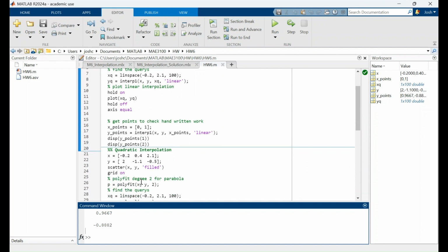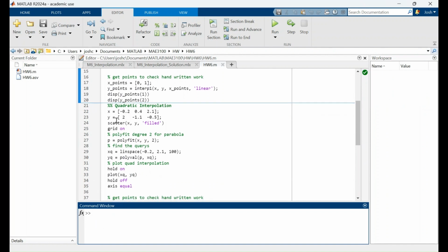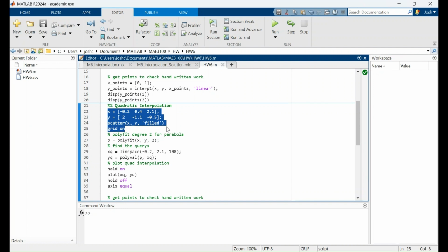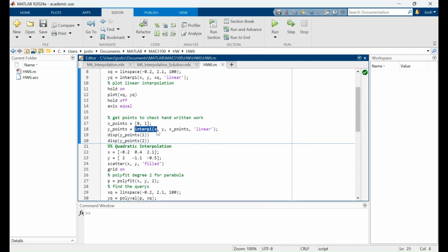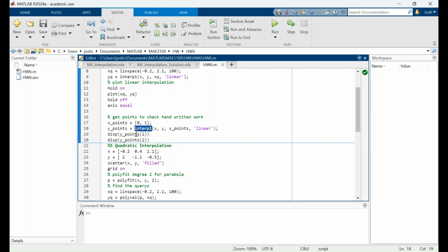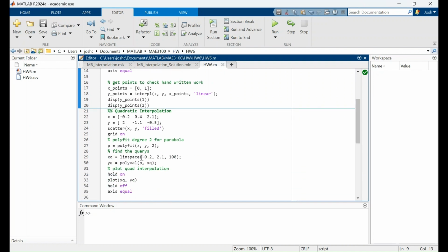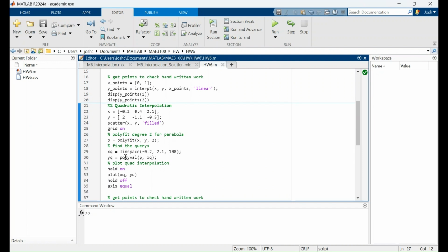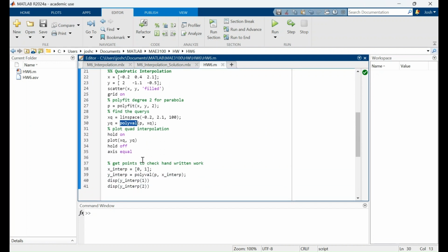And now we'll bounce to our quadratic interpolation. Same data set, same plotting of the points, except we used the interp1 MATLAB function in the previous one, which I learned from the solution that he posted. In this one, the difference is that we use polyfit and polyval rather than interp1.